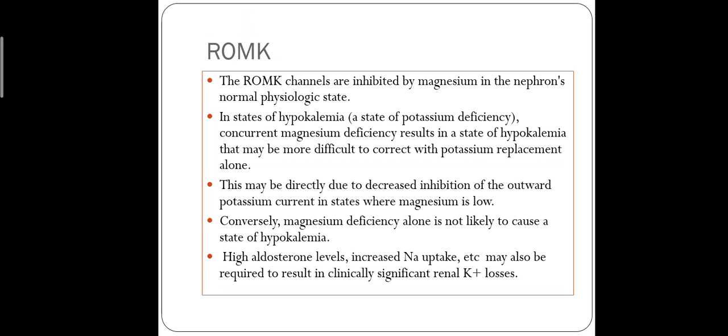So in states of hypokalemia, concurrent magnesium deficiency results in a hypokalemia that may be more difficult to correct with potassium replacement alone. This may be directly due to decreased inhibition of the outward potassium current in a state where magnesium is low. Conversely, magnesium deficiency alone is not likely to cause hypokalemia. High aldosterone level, increased sodium uptake, etc. may also be required to result in clinically significant renal potassium loss.